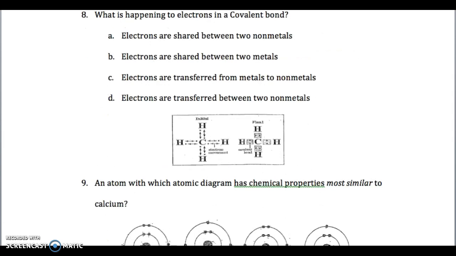Number 8. What is happening to electrons in a covalent bond? A. Electrons are shared between two nonmetals. B. Electrons are shared between two metals. C. Electrons are transferred from metals to nonmetals. Or D. Electrons are transferred between two nonmetals.